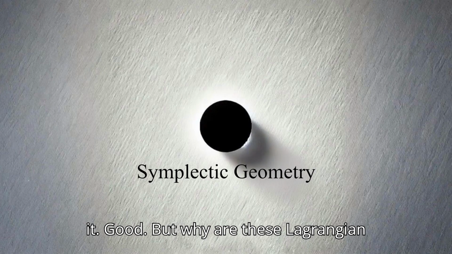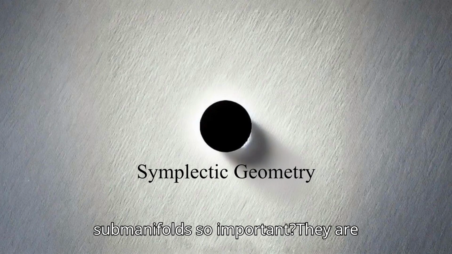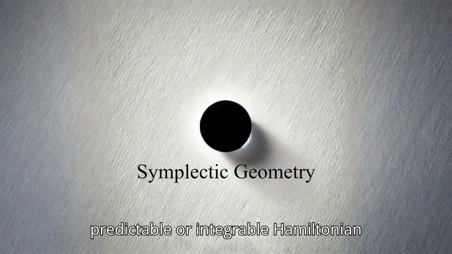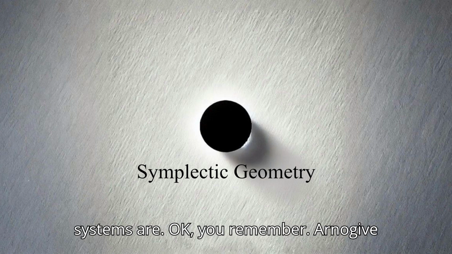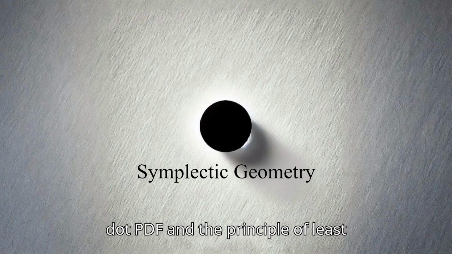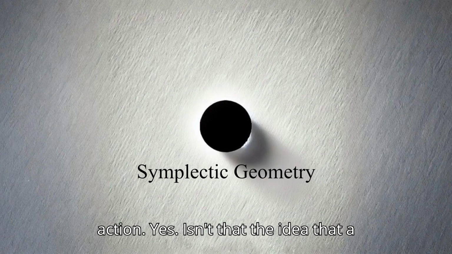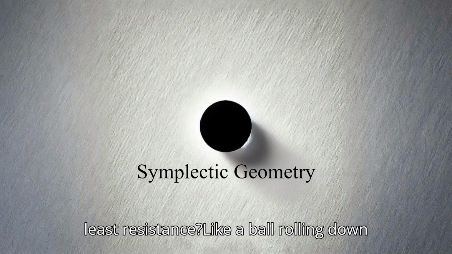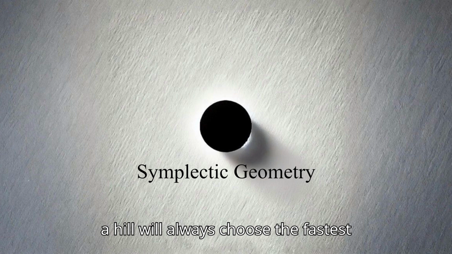Good. But why are these Lagrangian submanifolds so important? They are essential for understanding how predictable or integrable Hamiltonian systems are. Okay. Do you remember Arnold's paper and the principle of least action? Yes, isn't that the idea that a physical system kind of takes the path of least resistance? Like a ball rolling down a hill will always choose the fastest route.